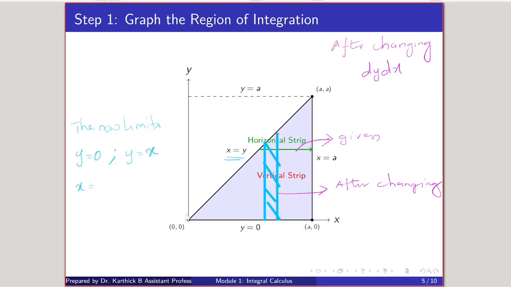So here x varies from 0 to a because we have the equation x equal to a. Here this point will be 0, so x varies from 0 to a. So the lower limit will be 0 and the upper limit will be a. So that's all.